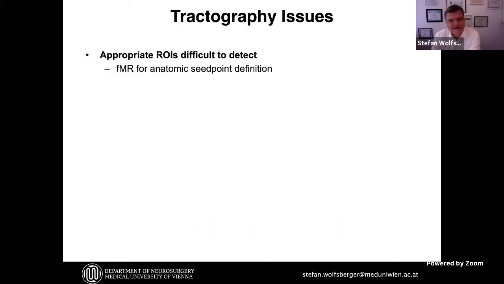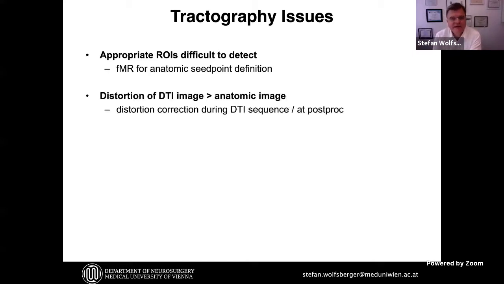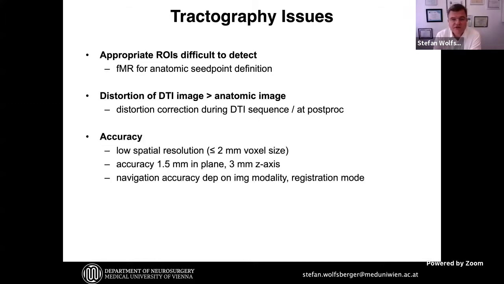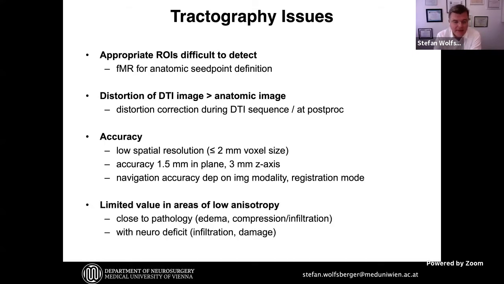But beware, it's difficult to find the appropriate regions of interest, so you have to have some experience. Beware, there's a distortion of the DTI pictures that is larger than the anatomic images. So you need some post-processing to adapt for this distortion. The accuracy is low. Accuracy is about 2 millimeter voxel size, maybe a bit less. Don't forget that. The fiber you see is not an axon. It's a large bundle already. And of course, never forget the accuracy of your navigation, depending not only on the image modality, then the distortion, and then the registration. So all this adds up.